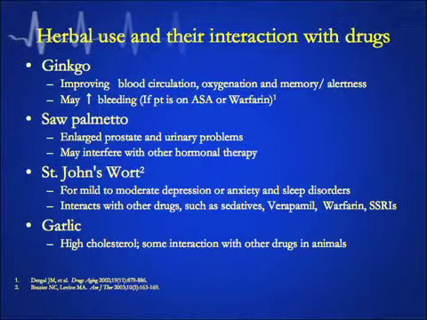Okay, we talked about the herbal supplements. We have to talk about their effects and their side effects. Ginkgo is taken to improve memory. Basically, it improves blood supply to the brain. And the anticipated side effect of this is increased bleeding if patient is taking aspirin or warfarin. Saw palmetto is another supplement or herbal medication which is used for urinary problems. It may interfere with some hormonal therapy.